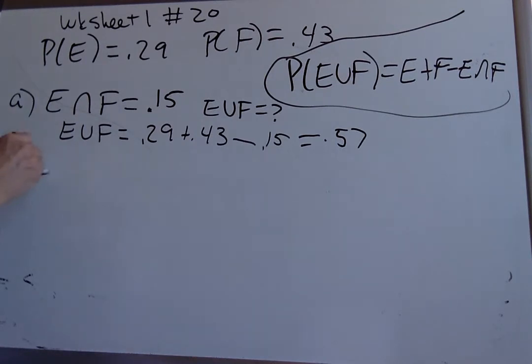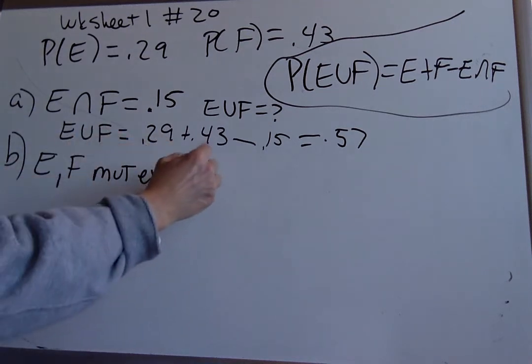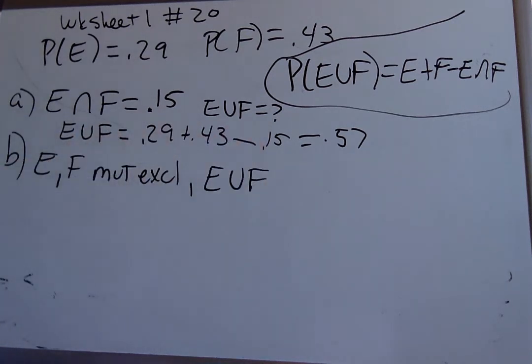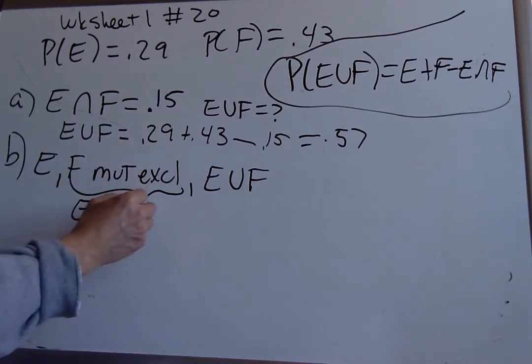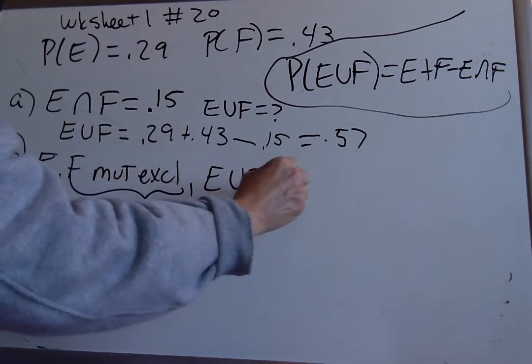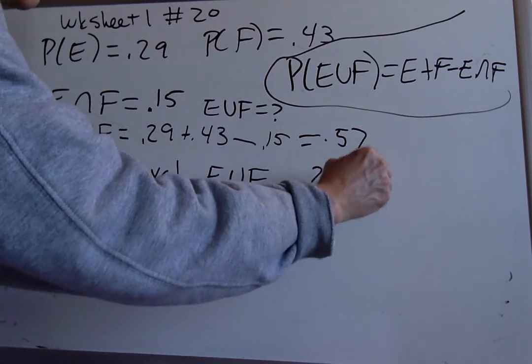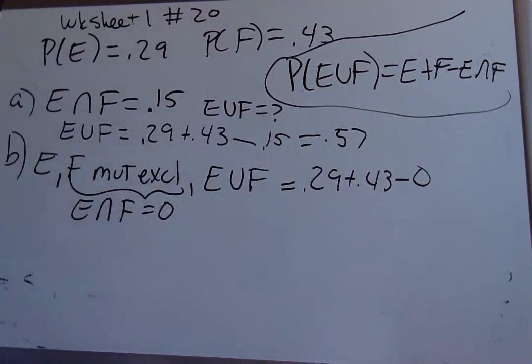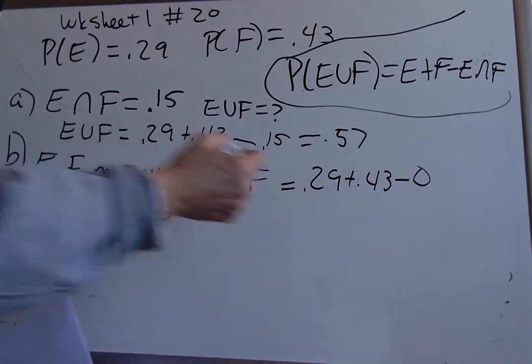They're also getting you to practice vocabulary words. Part B says E and F are mutually exclusive. What is E or F? Mutually exclusive is trying to tell you that E and F cannot happen at the same time. It is 0. That is somewhere in your lecture notes. So I know that E union F is 0.29 plus 0.43 minus 0, since it's mutually exclusive.